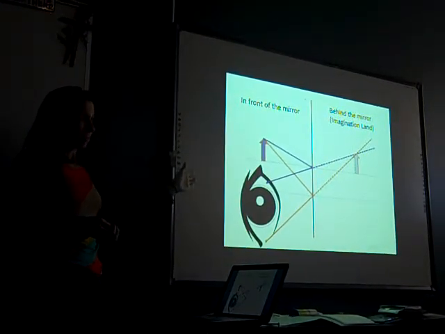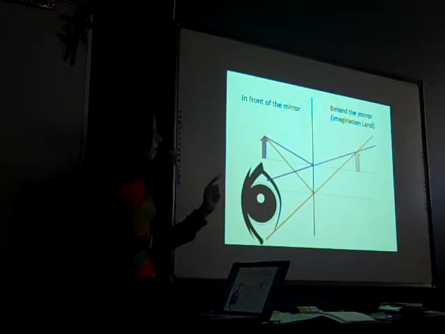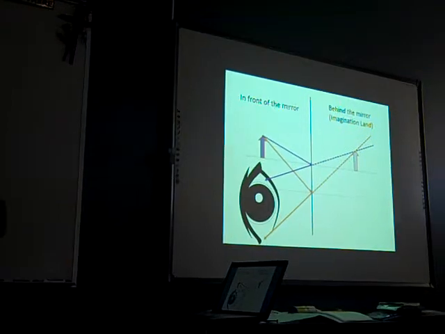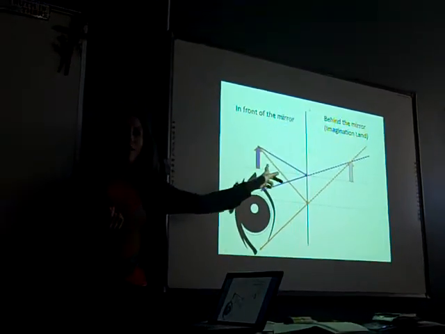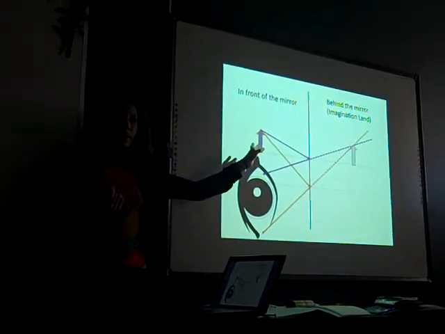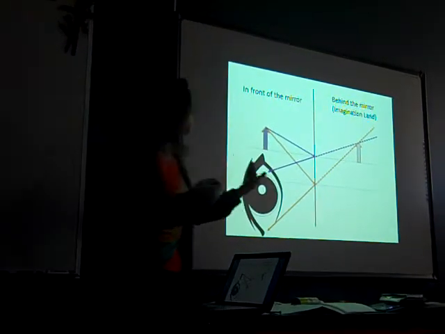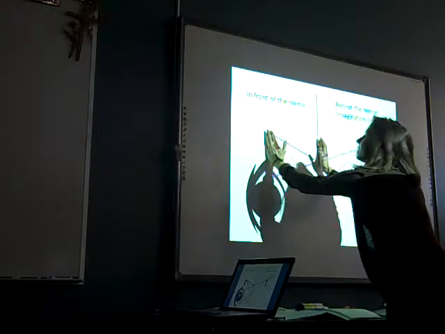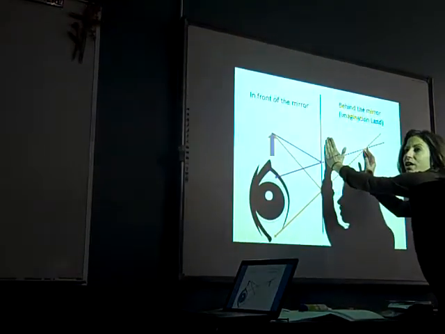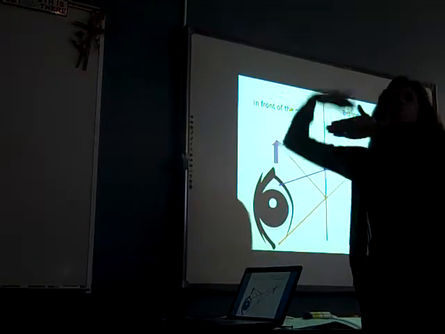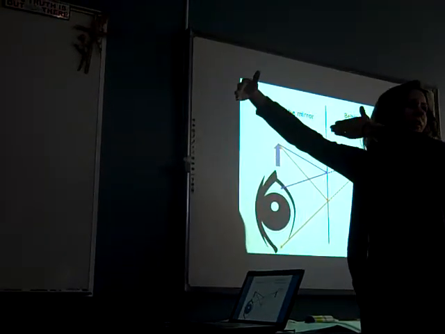This is a flat mirror though. So in a flat mirror, there are a couple of things that are really nice and easy to remember. One, the image is the same size as the object. Okay, you know that to be true. Two, the distance between the object and the mirror is the same as the distance between the image and the mirror. So if I'm standing 1 foot away from a mirror, my image is 1 foot behind the mirror.